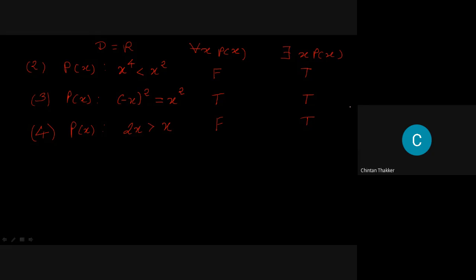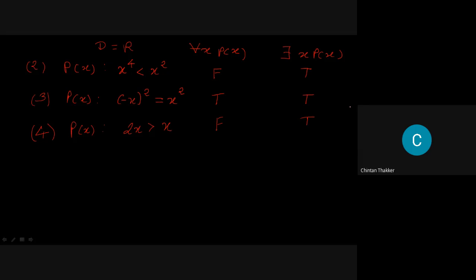Here if you take the negative numbers, -1, -2, then the statement is false. For -1, you get -1 into 2, which is -2. So -2 is not greater than -1. -2 is less than -1. So P(x) is false for x equal to -1. So that means for all x P(x) is false.